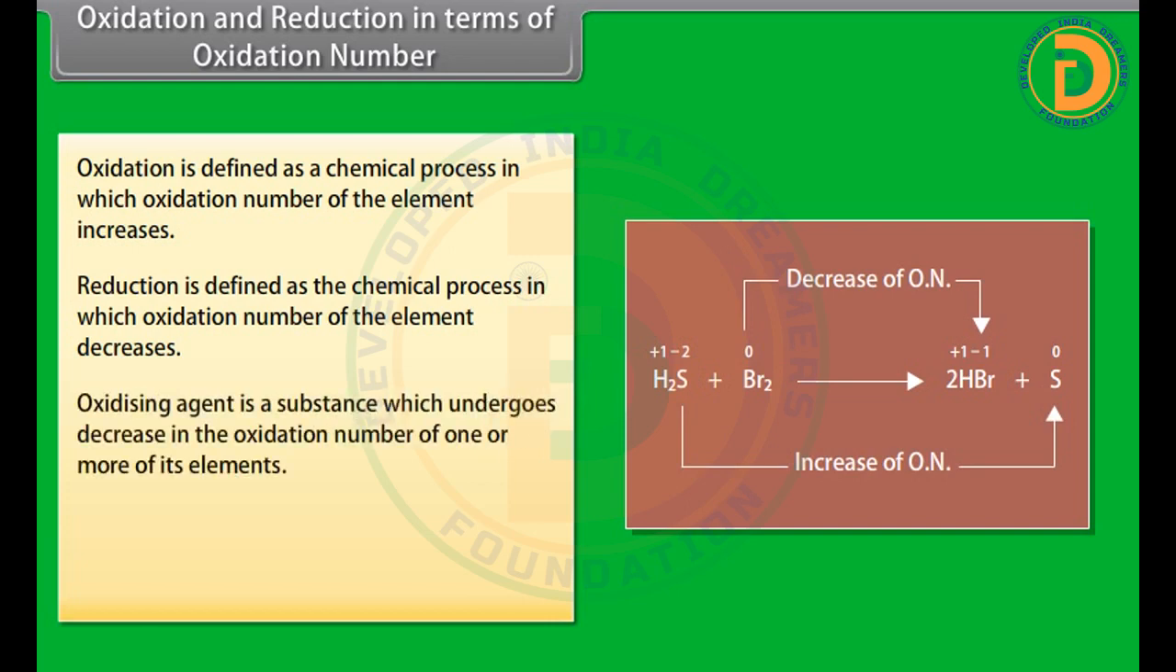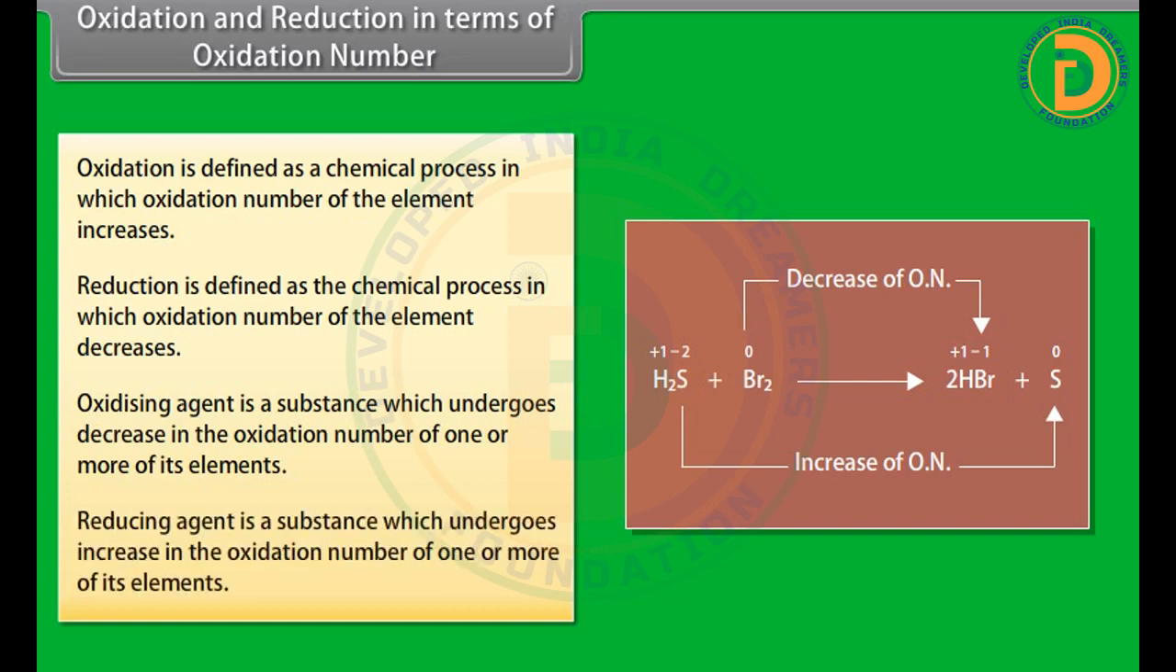Oxidizing agent is a substance which undergoes decrease in the oxidation number of one or more of its elements. Reducing agent is a substance which undergoes increase in the oxidation number of one or more of its elements. In this example, H2S is a reducing agent while Br2 is oxidizing agent. Types of redox reactions.